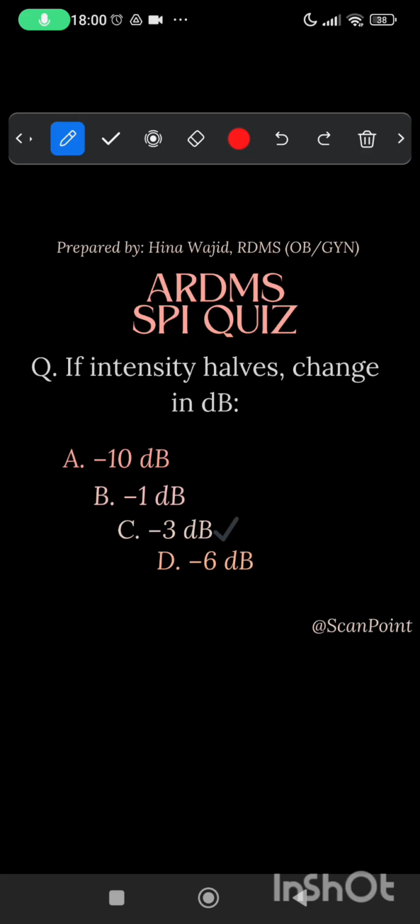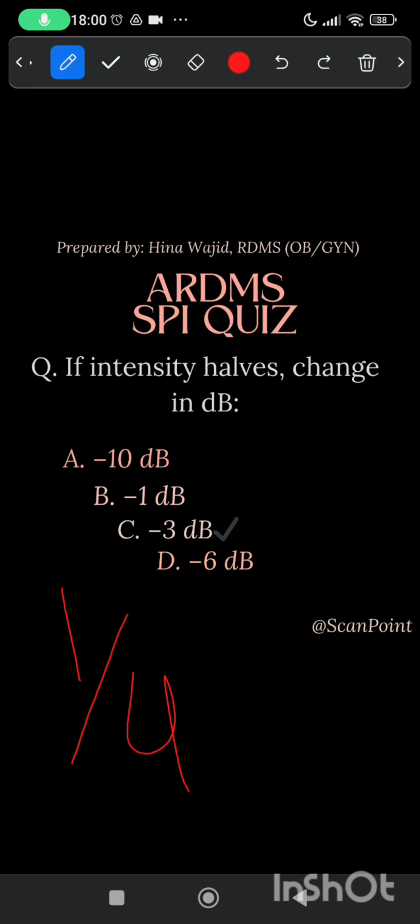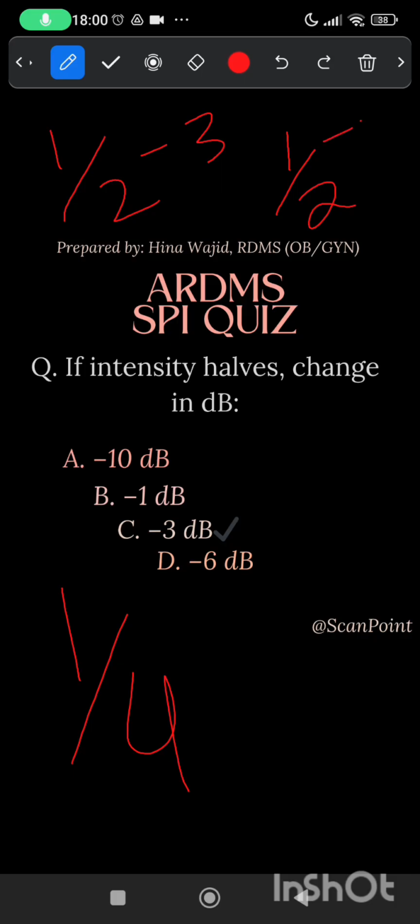Now if the intensity becomes 1 by 4, then how much change occurs in the decibel? When it becomes half, the change was minus 3. It again becomes half, the change is again minus 3. So minus 3 and minus 3 results in minus 6 decibel change. So when intensity or power becomes 1 by 4, the change is minus 6 decibel.